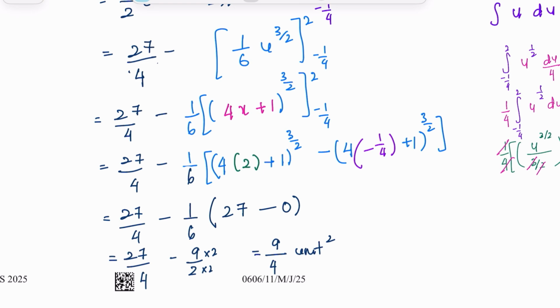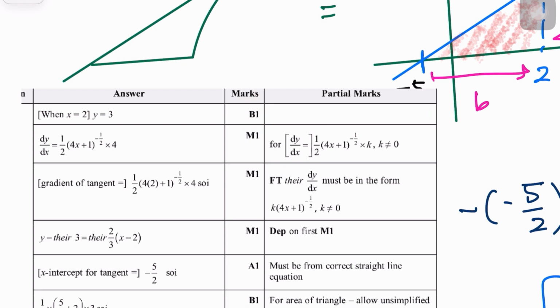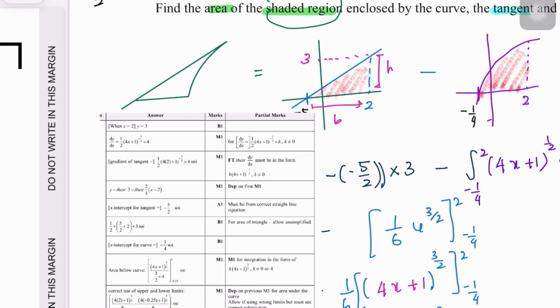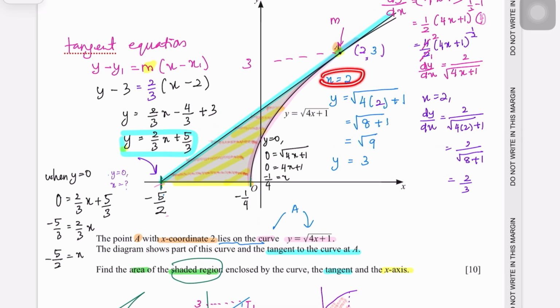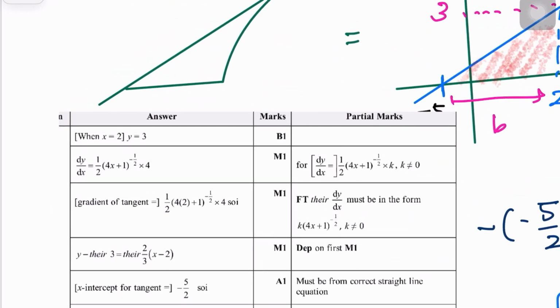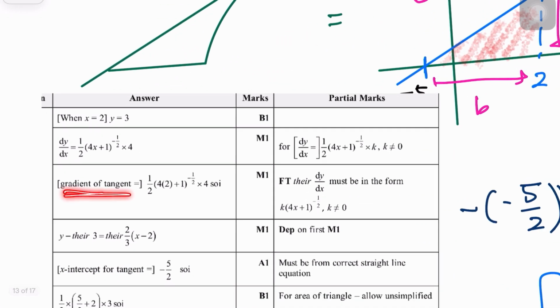So let's compare with the marking scheme now. The first mark comes from when we get our y equal to 3. So that is here. When we substitute x equal to 2 from this hint, and then we get our y, that is going to give me 1 mark. Okay, 1 mark. And then we try to find the gradient of a tangent. We differentiate it, and you get 1 mark. And then we have our tangent equation, that is 1 mark. We know that when x is equal to 2, our tangent is negative 5 over 2.